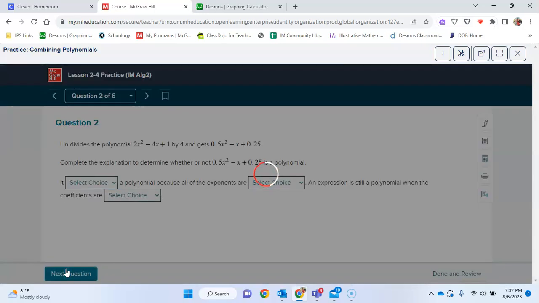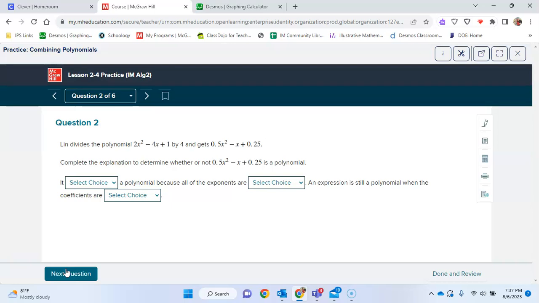Question 2. Len divides the polynomial 2x squared minus 4 times x plus 1 by 4 and gets 0.5x squared minus x plus 0.25. Complete the explanation to determine whether or not 0.5 times x squared minus x plus 0.25 is a polynomial. It blank a polynomial because all the exponents are blank.